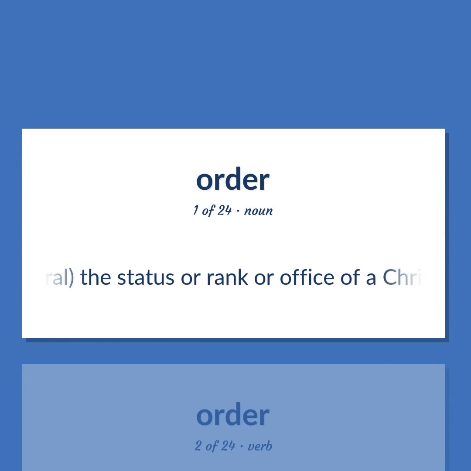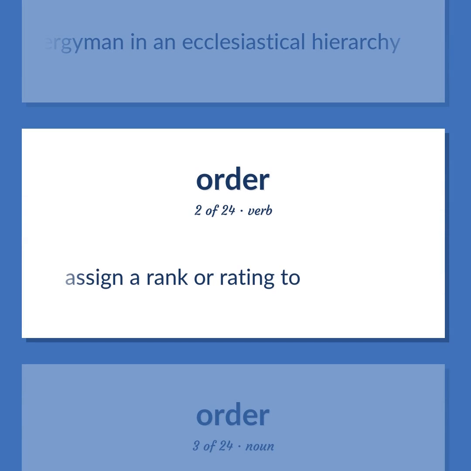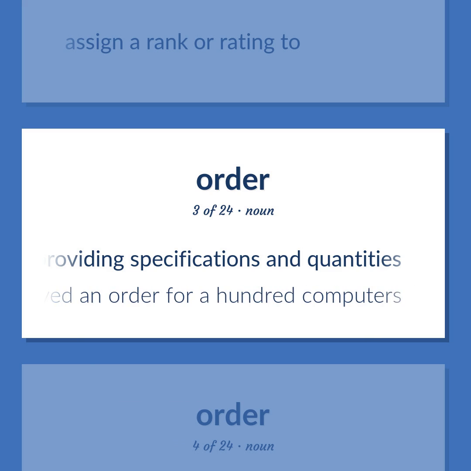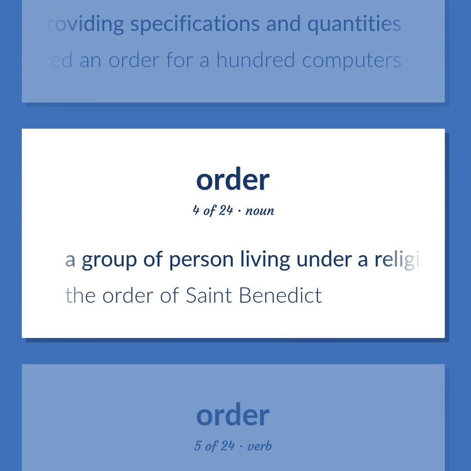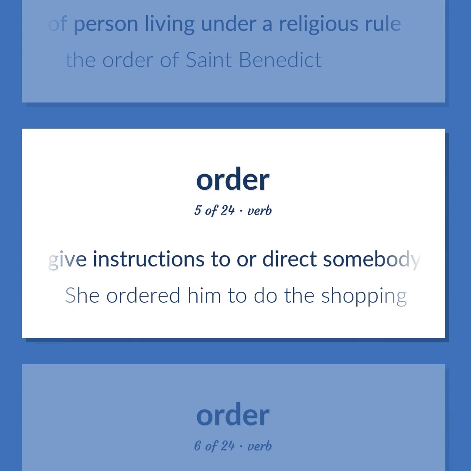Usually plural, the status or rank or office of a Christian clergyman in an ecclesiastical hierarchy. Assign a rank or rating to. A commercial document used to request someone to supply something in return for payment and providing specifications and quantities. IBM received an order for 100 computers. A group of persons living under a religious rule. The Order of Saint Benedict. Give instructions to or direct somebody to do something with authority. She ordered him to do the shopping.